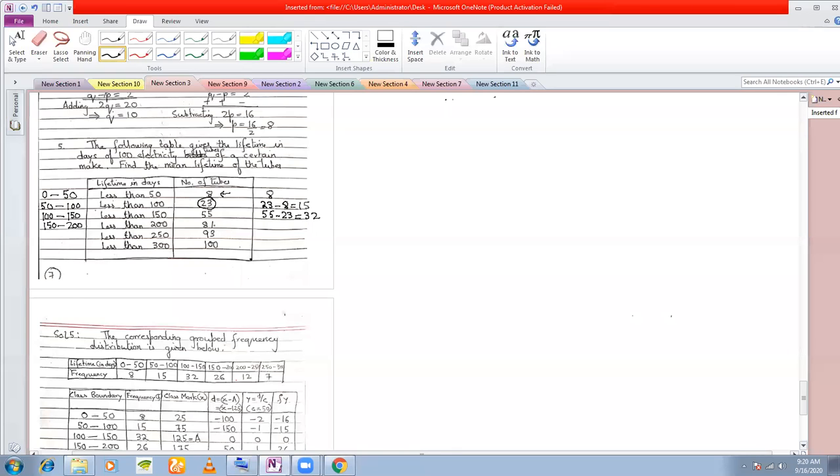So what does it mean? This next figure, this 81, includes this 55. So I'll remove this 55, and I'll get 26. Similarly for here, less than 250 means 0 to 250, but I will make this 200 to 250. So this becomes 93 minus 81, which is 12.